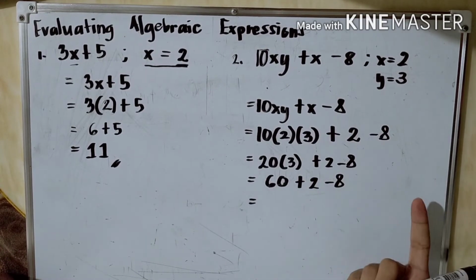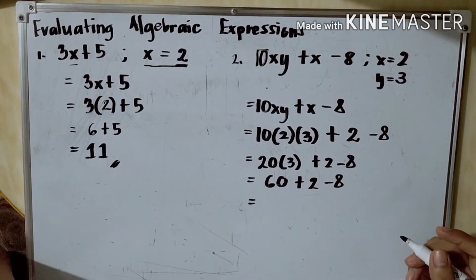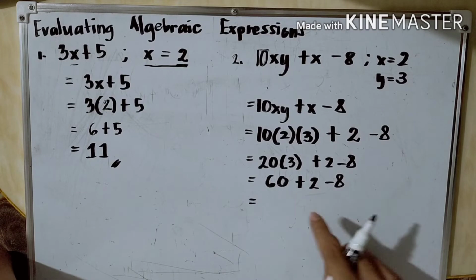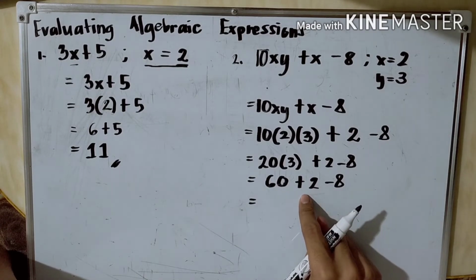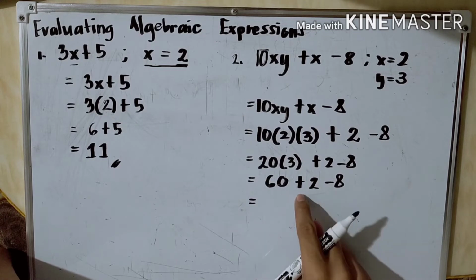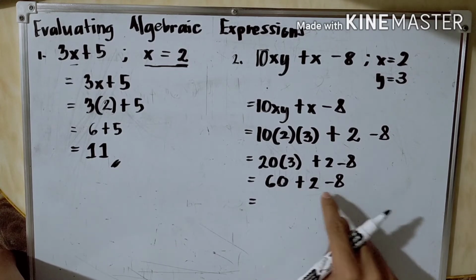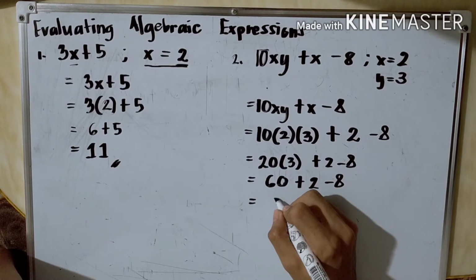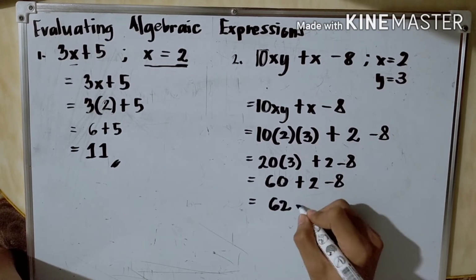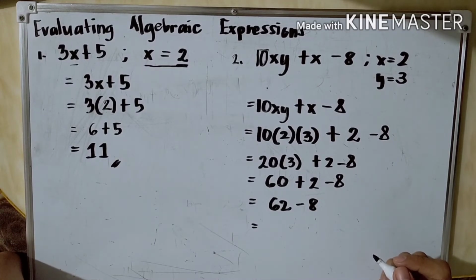Pagdating dito, alin ang uunahin natin? Is it addition or subtraction? Sa ating PEMDAS rule, kapag nauna ang addition, addition ang unahin. Kapag nauna ang subtraction, subtraction ang unahin. In our case, unang operation na nandyan is yung addition. So, i-add muna natin, then saka natin iso-subtract. 60 plus 2 is 62 minus 8. What is 62 minus 8?